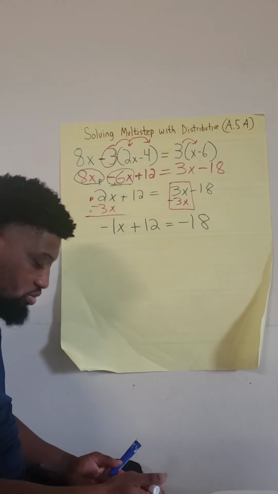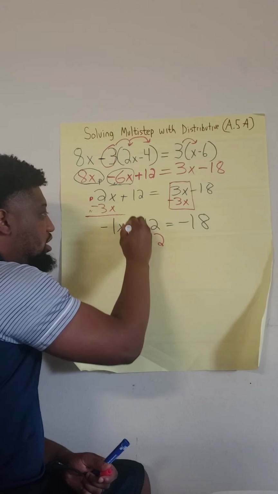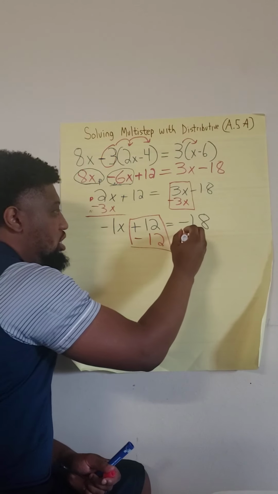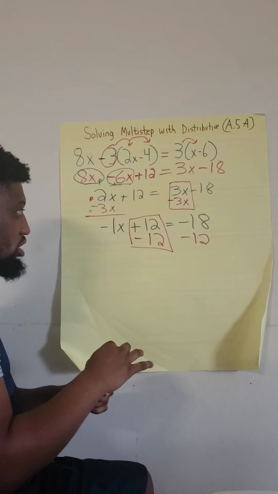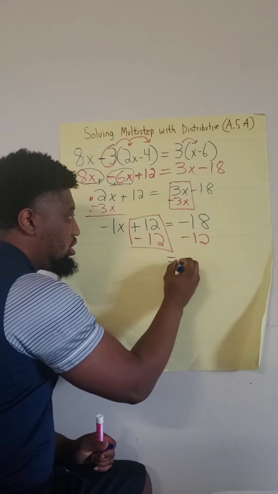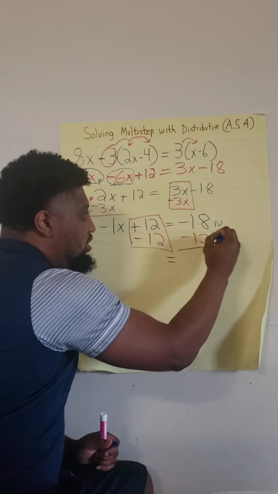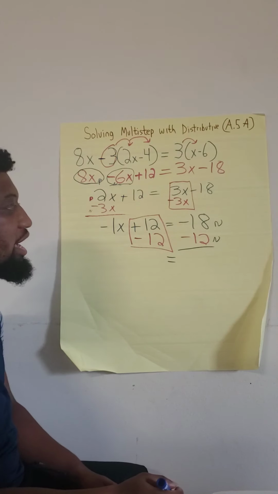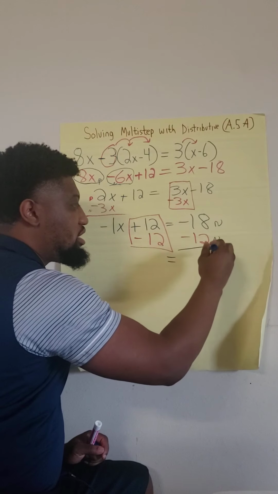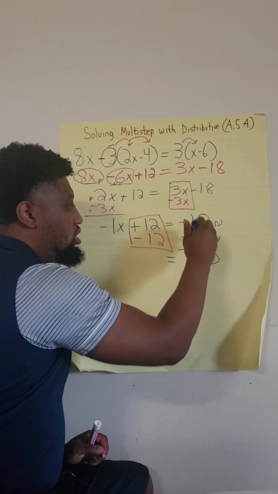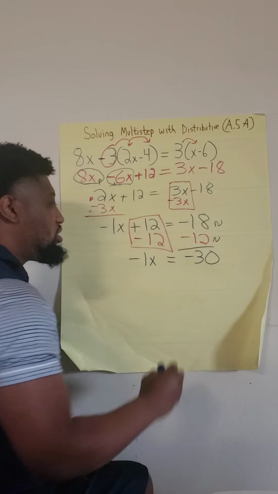Since this is a +12, we're going to go ahead and get that on the other side. Obviously that cancels out. So that leaves you with, this is a negative and a negative. Same signs mean you add and keep the sign. All right, so you're going to add it and keep the sign. So that's going to give you -30 here and a -1x here.